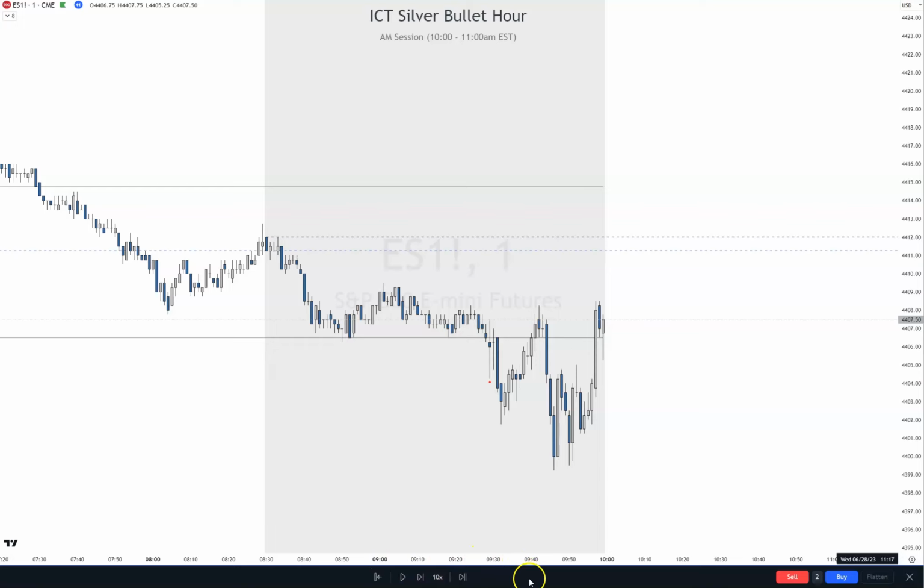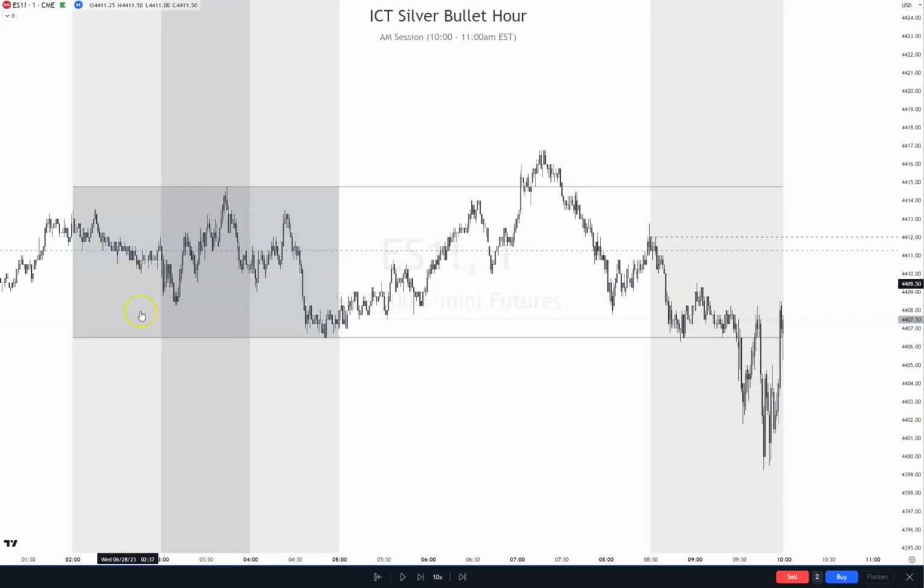Today I want to go over the AM Silver Bullet on June 28th. This right here is where price is at right now. And these two lines right here, I'm going to scroll in a little bit. That is the London session where ICT says to look between 2 AM and 5 AM Eastern Standard Time, mark out the high and the low and extend the lines out. That's your London session liquidity.